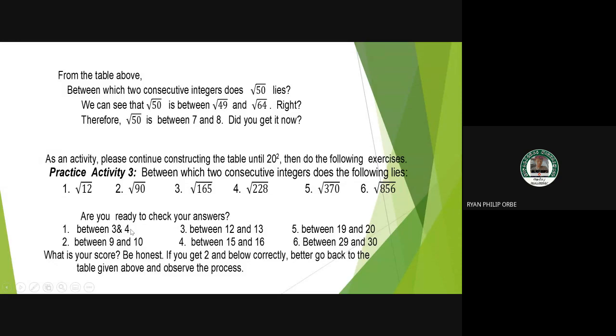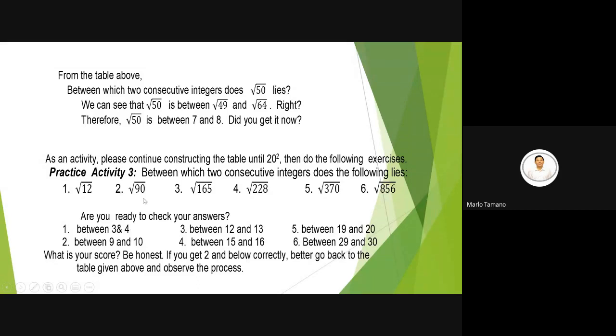3 and 4. May sagot po tayo sa baba. Okay? Naintindihan? Yung perfect square number po bago mag-square root of 12 ay square root of 9 muna. Pagkatapos noon, ang kasunod na perfect square number ay square root of 16 na po. So that's why the square root of 9 is 3. The square root of 16 is 4.